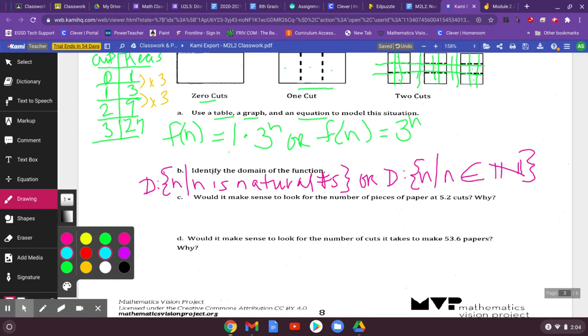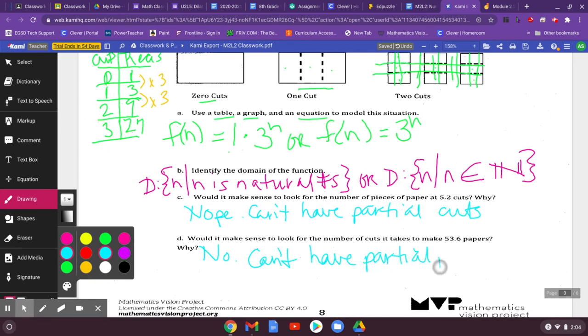All right, let's answer our question C. Would it make sense to look for the number of pieces of paper at 5.2 cuts? Nope. We said it's either a cut or it's not. Can't have partial cuts. Would it make sense to look for the number of cuts it takes to make 53.6 papers? Why or why not? No. Can't have really partial pieces, can you? Either you have a piece or you don't.